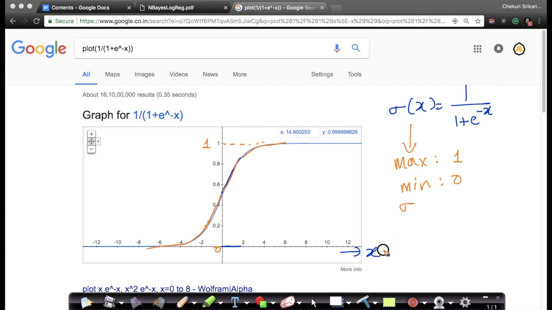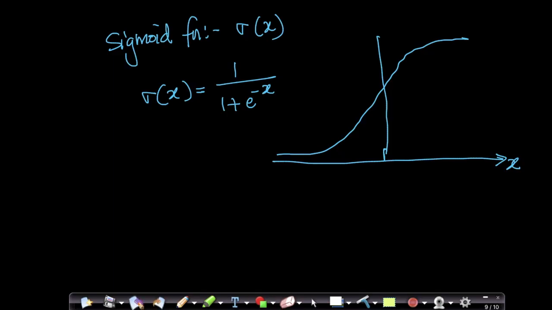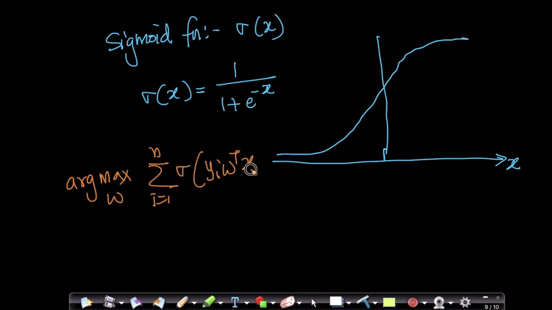So what is our x now? Our x is nothing but our signed distance. Let's go back to the formulation. We are saying we'll change our optimization problem to argmax of w summation i equals 1 to n sigma of yi w transpose xi. So this is what we want to change our problem to.